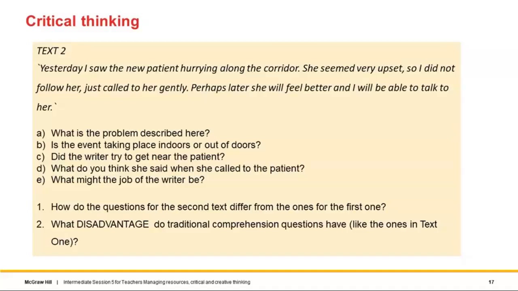Angry person. Okay, you probably mean the person who's running along the corridor. She seemed upset, yes, fine. Okay. Is the event taking place indoors or outdoors? Indoors. How do you know that? How do you know? The corridor. That's right. Okay, that's the information.